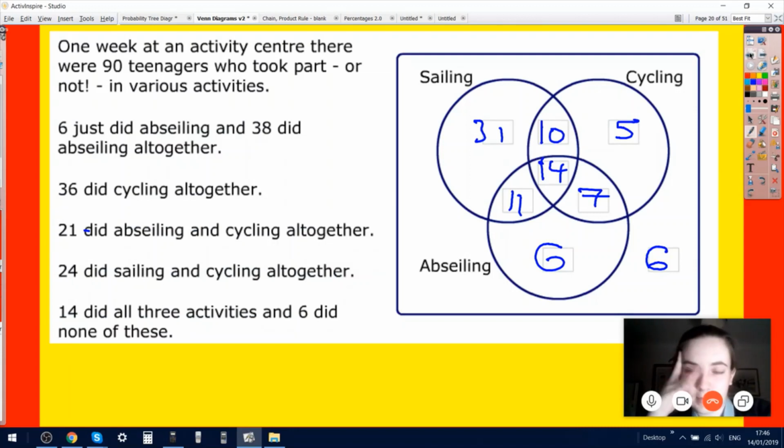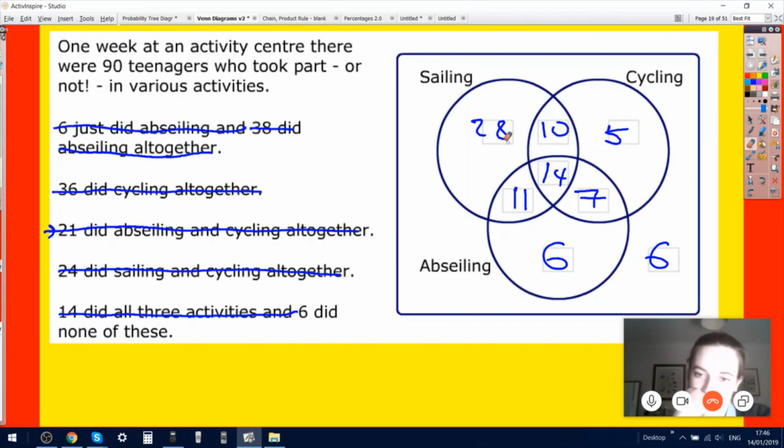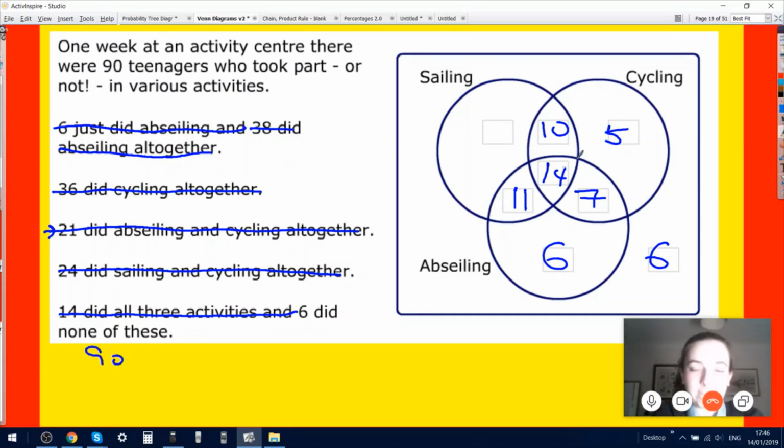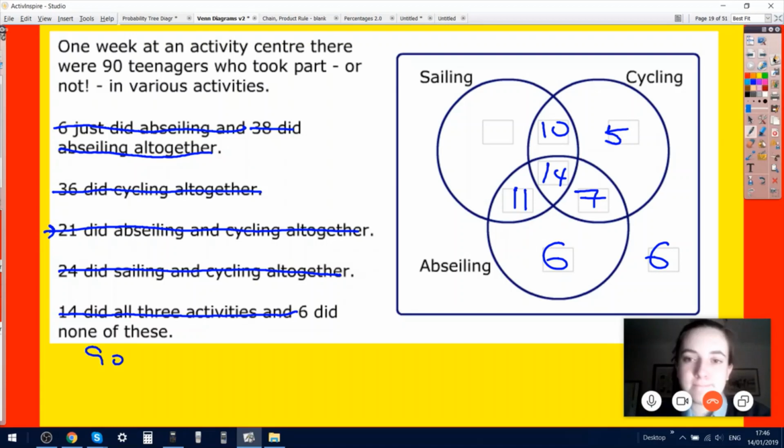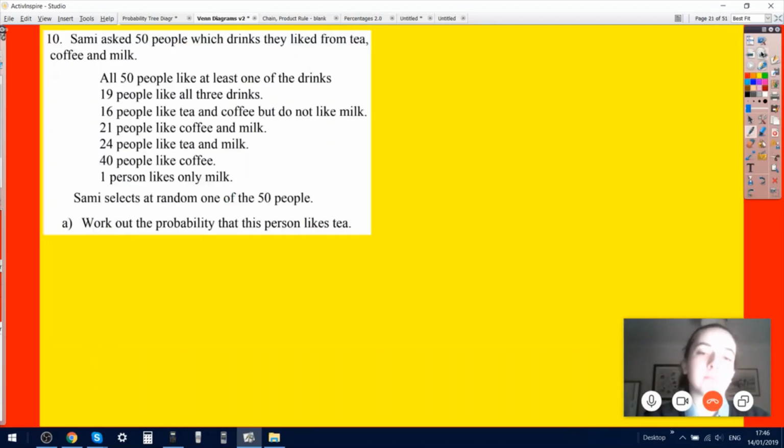That was 31. Let's see: 10, 11, 14, 5, 7, 6, 6. Okay, so everything's correct. It's just that last bit. So yeah, it's basically 90 minus the total of those gives you the answer. And turns out it was 31.